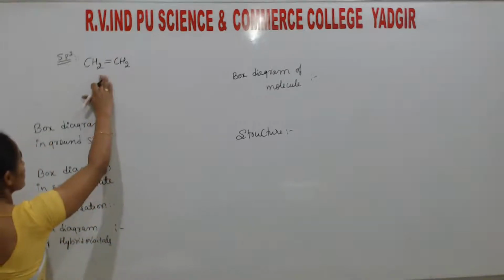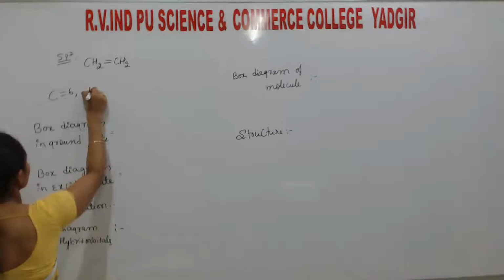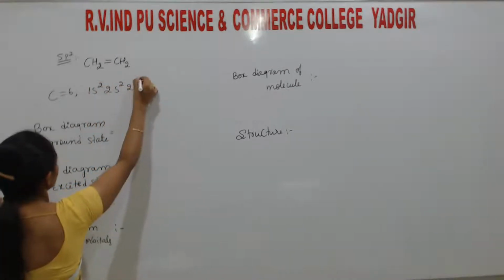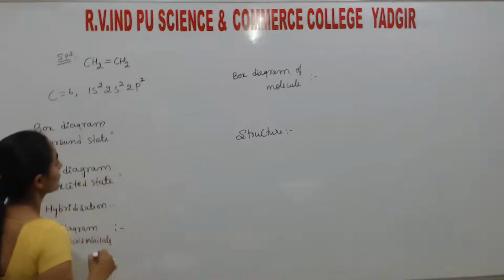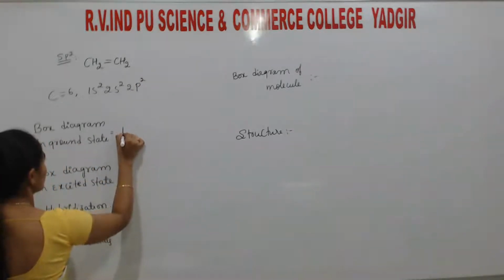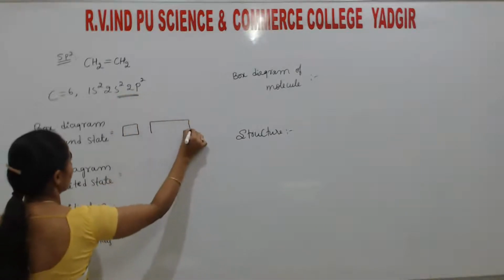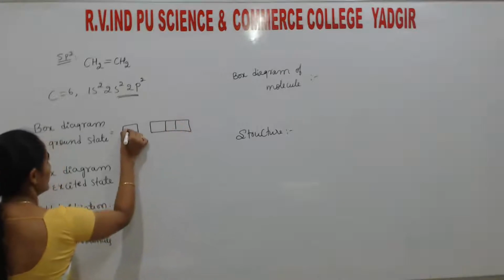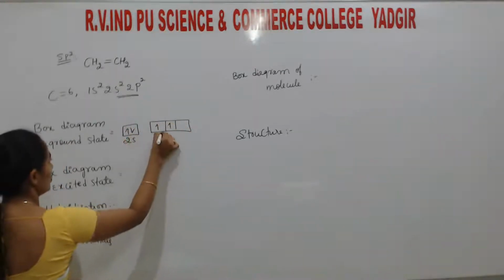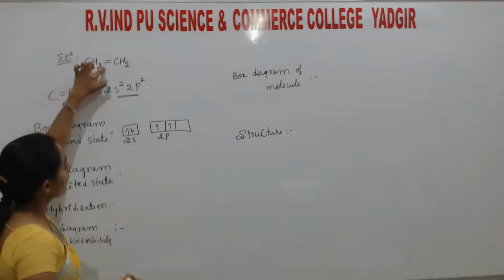So I will take CH2=CH2. Carbon's atomic number is 6, and the configuration is 1s2, 2s2, 2p2. Now the box diagram. We are considering this shell: 2s, 2p. Here 2 electrons, here 1 electron. So students, for this carbon, 2, 3, 4 bonds are there.